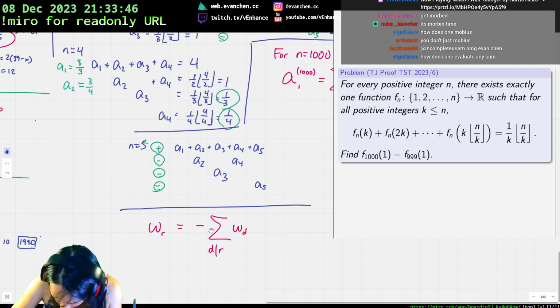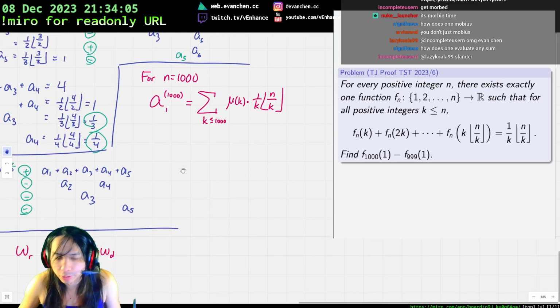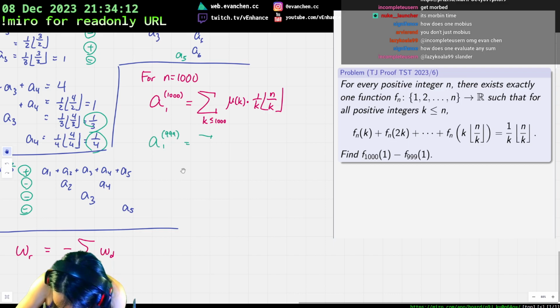Sorry, this is probably all negated, isn't it? And this is like less than... No, not negated. Okay, the expression was 1 over k floor of n over k. And then the corresponding expression for 999 is given by a very similar thing, except, well, okay, sorry, I should fill in the 1000 here.